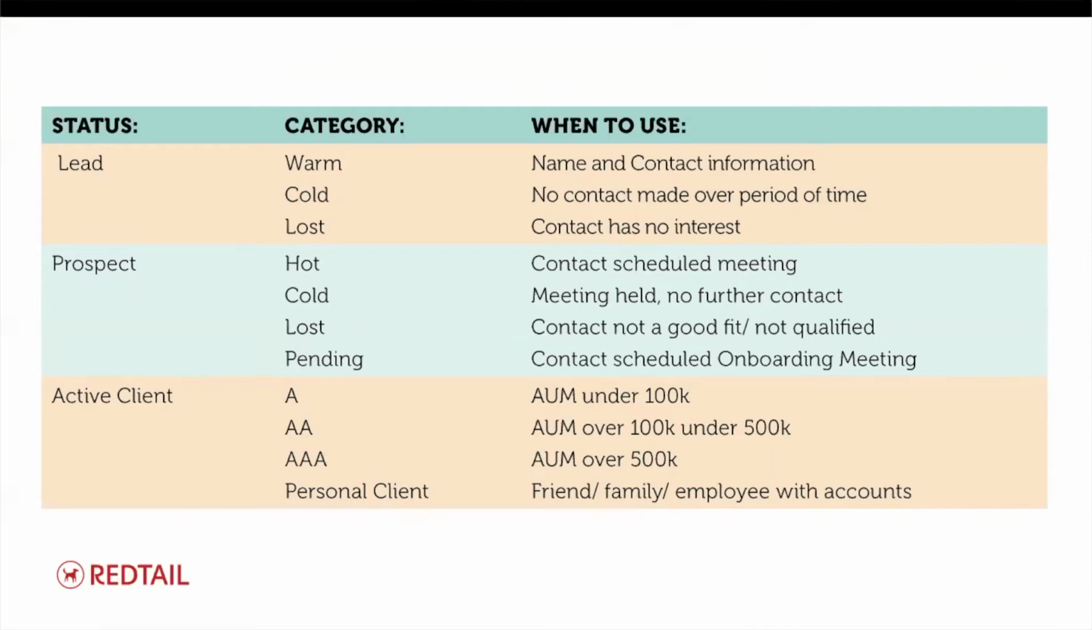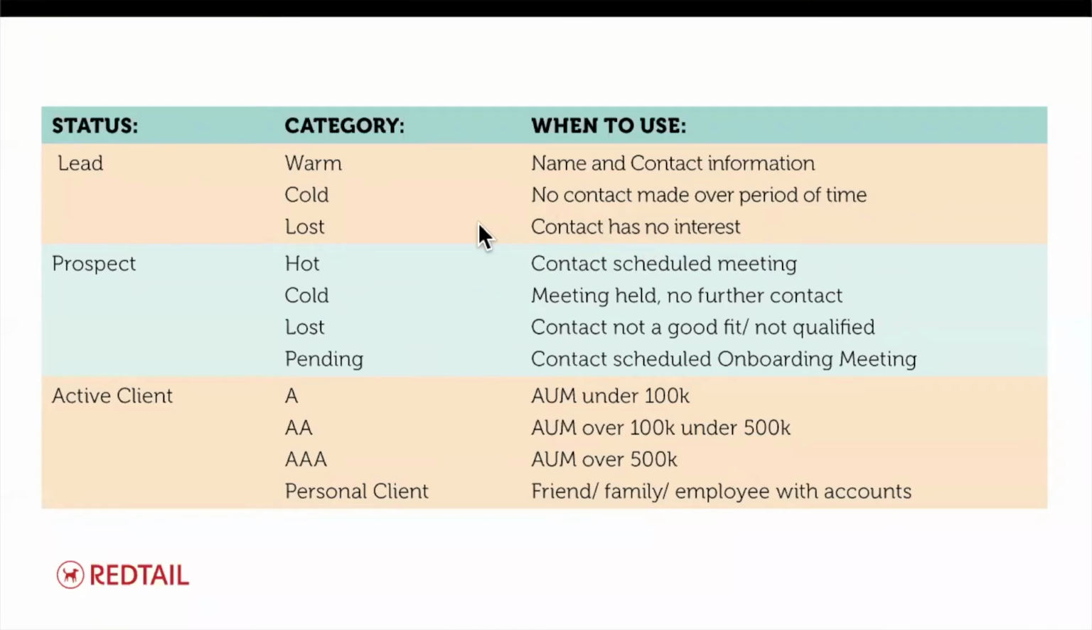and it is really beneficial to making sure everybody is on the same page when you're managing your contact list. So in this case, because we're focusing on prospects or even leads, I see that if they have the status of lead, they can either have the category of warm, cold, or lost. If they're a warm lead, it means I only have their name and contact information. If they're cold, it means no contact was made over a certain period of time. And if it's lost, it means the contact has no interest.